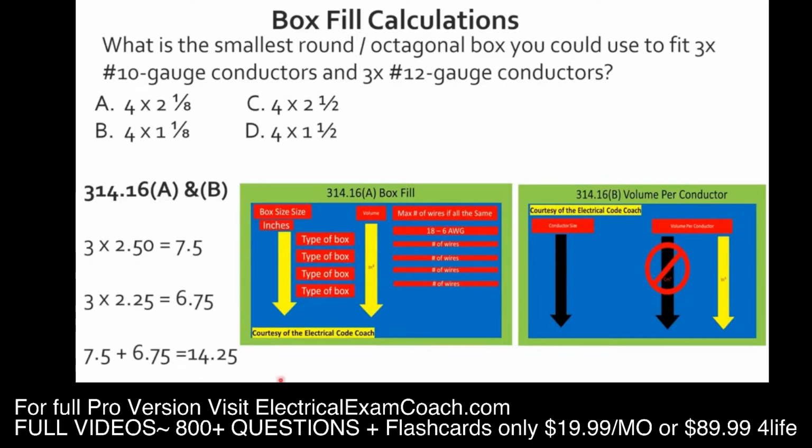Now let's head over here to Table A and go down the volume column until we find the right type of box, which is right up here at the top, the round octagonal boxes. Find the one that fits, and it's a 4 by 1.5 inches. Great job. Now let's learn about the rules for box fill.